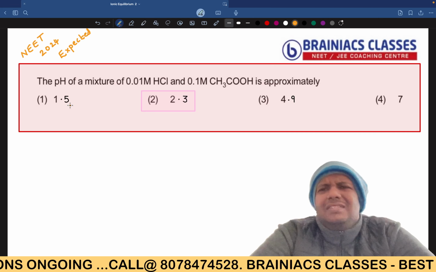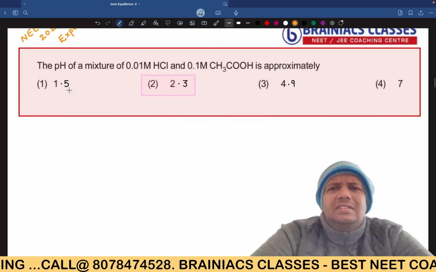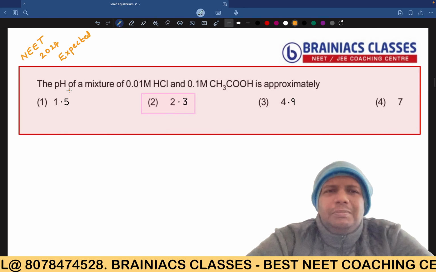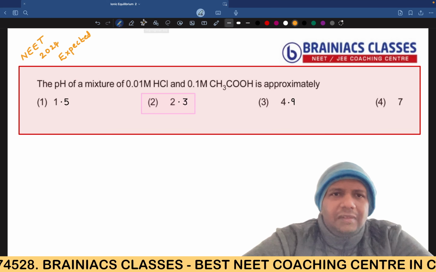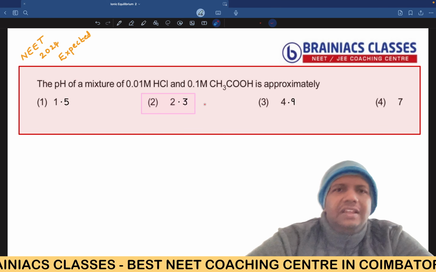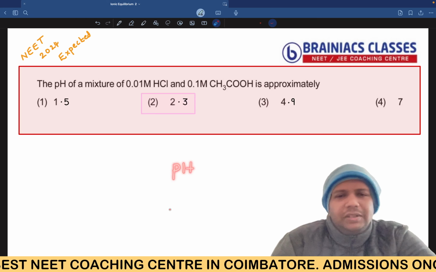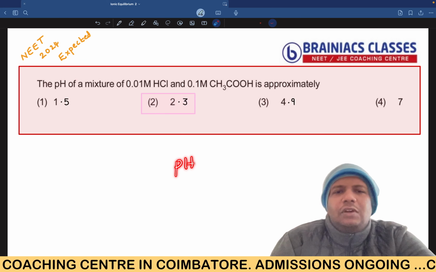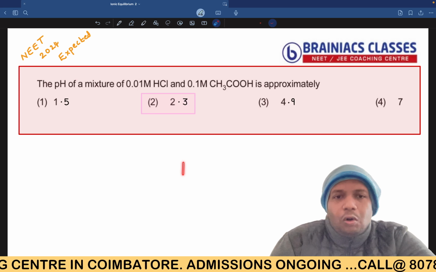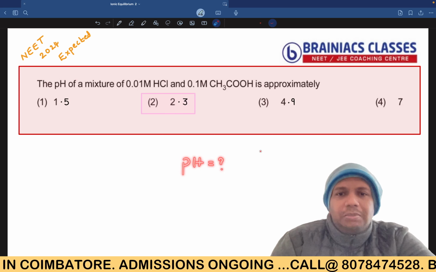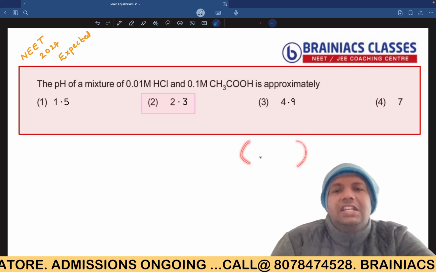Now you can ask me, sir, how you are predicting this? Why would this come for the exam? Very simple, I will explain why I am telling it like that. In most of the questions, we are calculating the pH only. That's why this chapter is tough for many students, because in all the questions we do calculation of pH, but the solution will keep on changing.